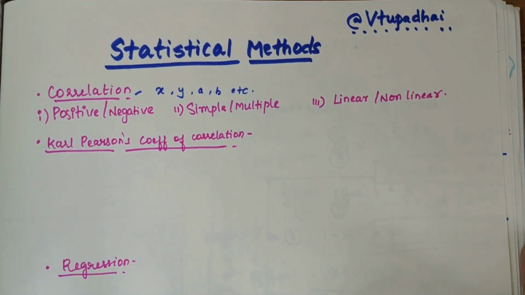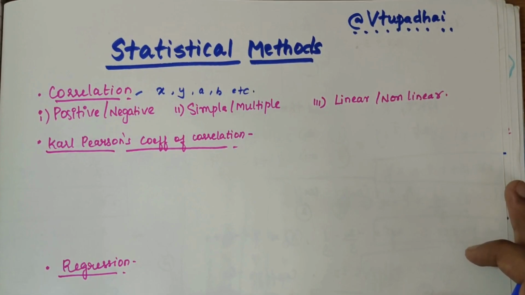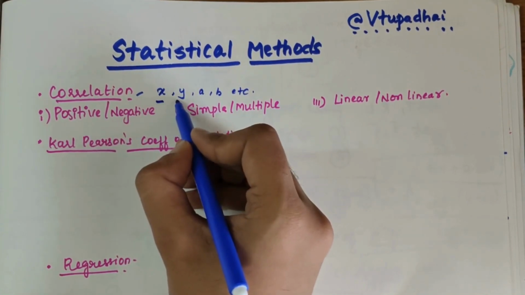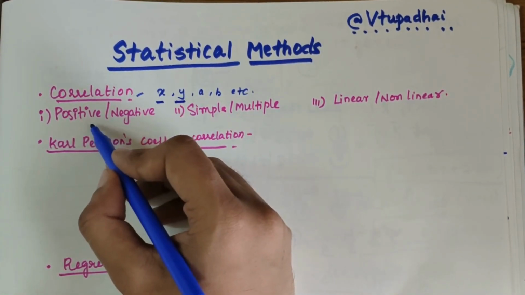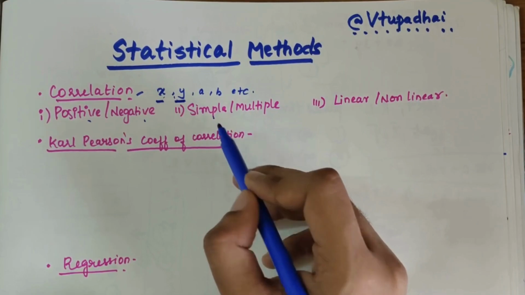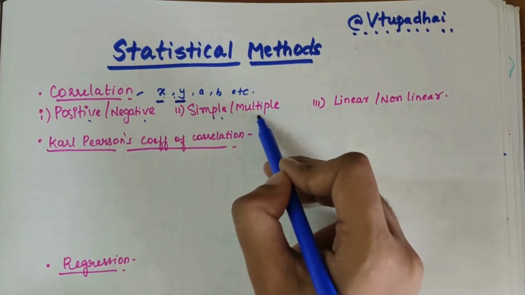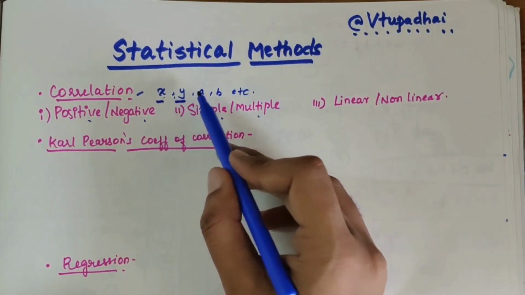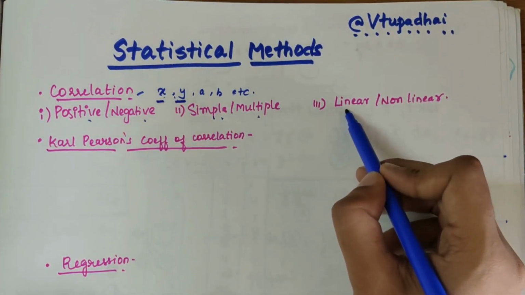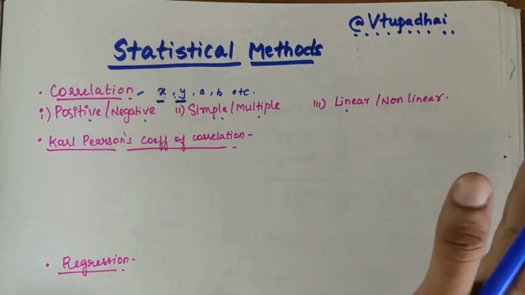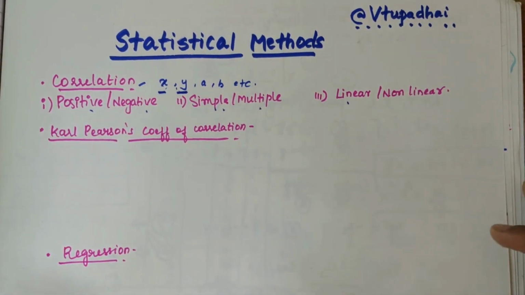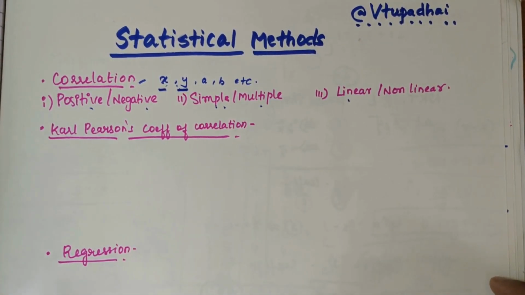Okay, so there are majorly three types of correlation. The first one is positive or negative. So a change in any value would lead to either an increase or decrease in the other value, and is called positive or negative correlation. In simple correlation, if you're dealing with only two variables, then it is simple, and if the variables are more than two, then it is multiple. If the ratio of change between two variables is uniform, then it is linear, and if the ratio is not the same, then it is called non-linear.